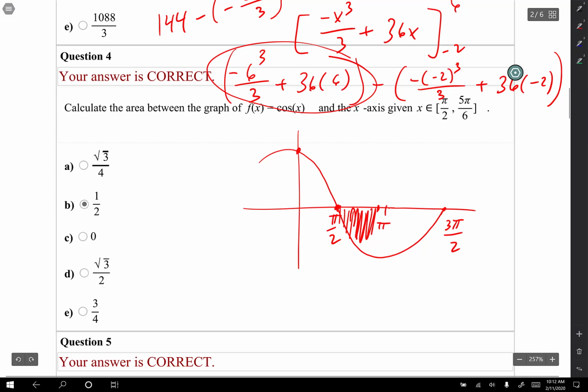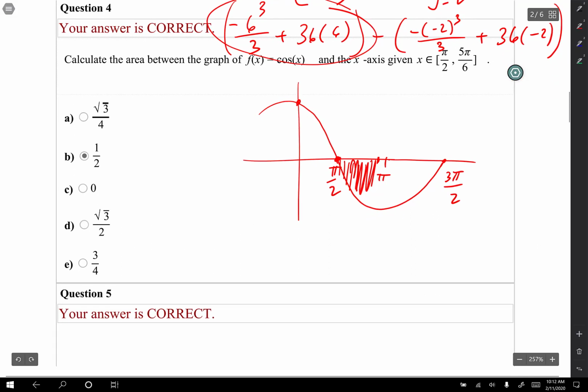Now notice that's negative, so if I want to turn it into a positive, I'm going to have to integrate a negative cosine x. And if you're wondering why I wrote negative cosine x, it's because this is like y equals 0 here, so 0 minus cosine x will give me this area but positive.